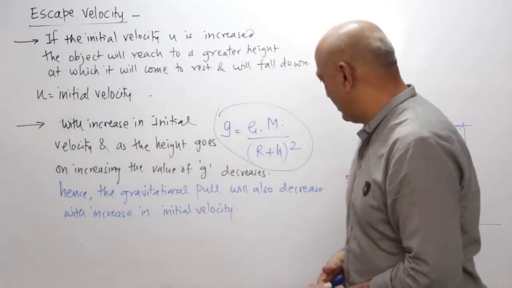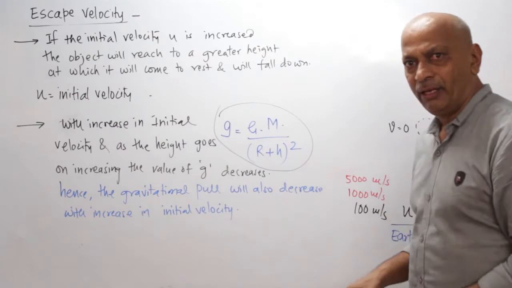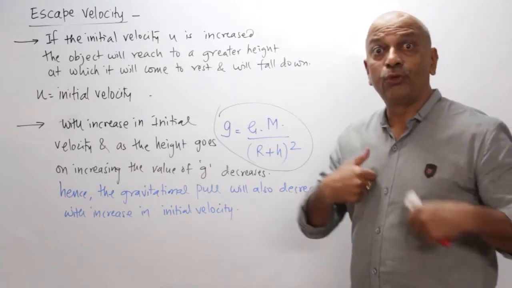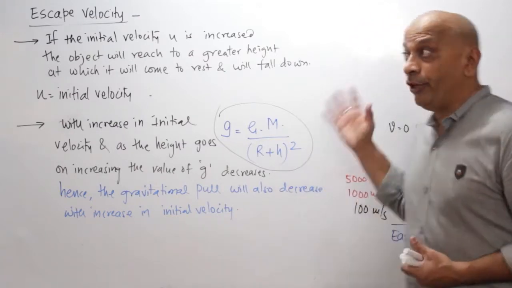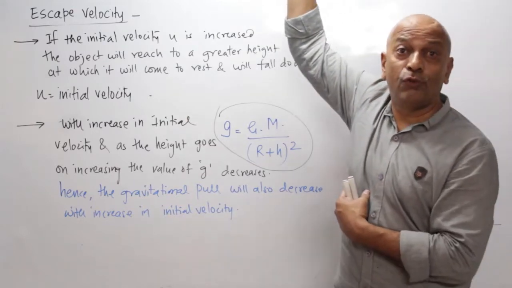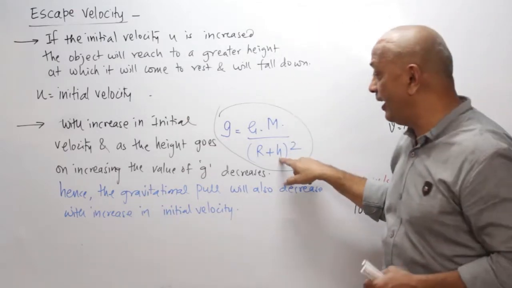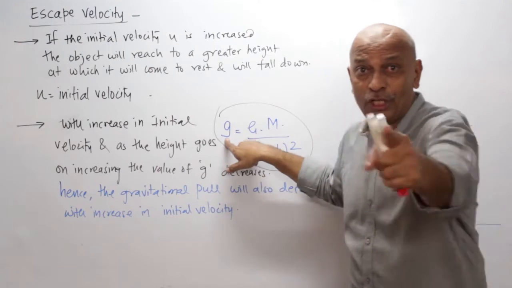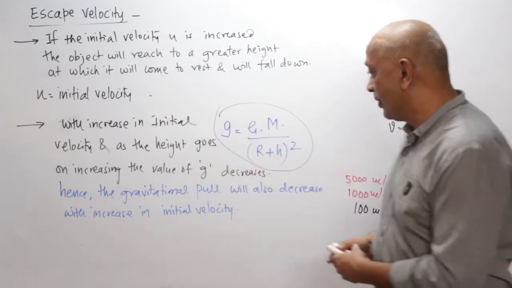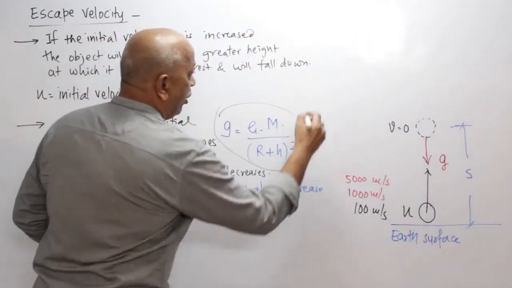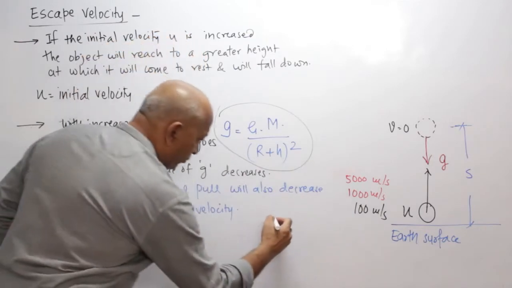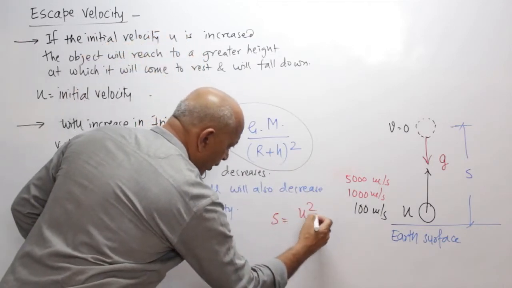10 मीटर पर सेकेंड, 100, काही इश्यू नाही. 1000, 5000, if it goes beyond that, it will go to a very high height. खूप वरती जाणार. आणि ज्या हाईटला गेल्यानंतर g ची व्हॅल्यू कमी होणार. g ची व्हॅल्यू कमी झाली तर आपल्याला माहिती आहे s is equal to u square upon 2g.